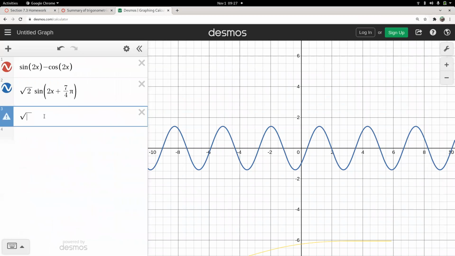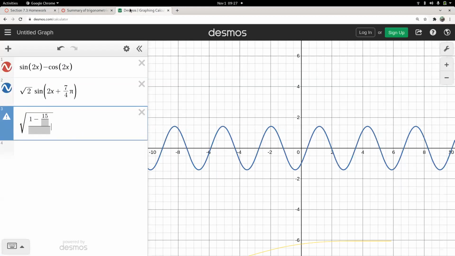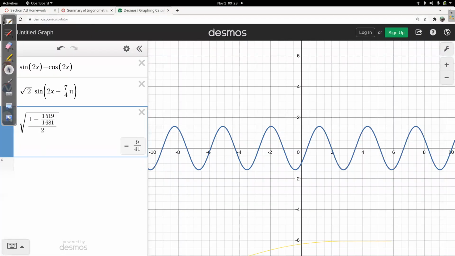Probably not. So square root of the fraction 1 plus a negative is going to be a minus. Another fraction, 1519 over 1681, all divided by 2. And we get that right there. This is probably not a perfect square. I guess I could try to calculate it and see, but I seriously doubt it. Can Desmos turn it into a fraction? Oh my gosh, Desmos could. Now I'm curious. Let's see if we can do it without the calculator. We're going to have to do a little more arithmetic.